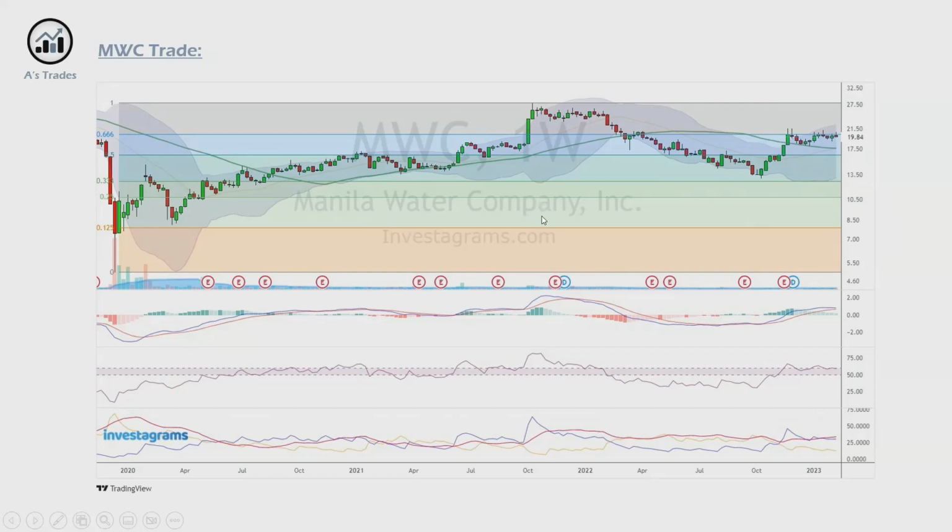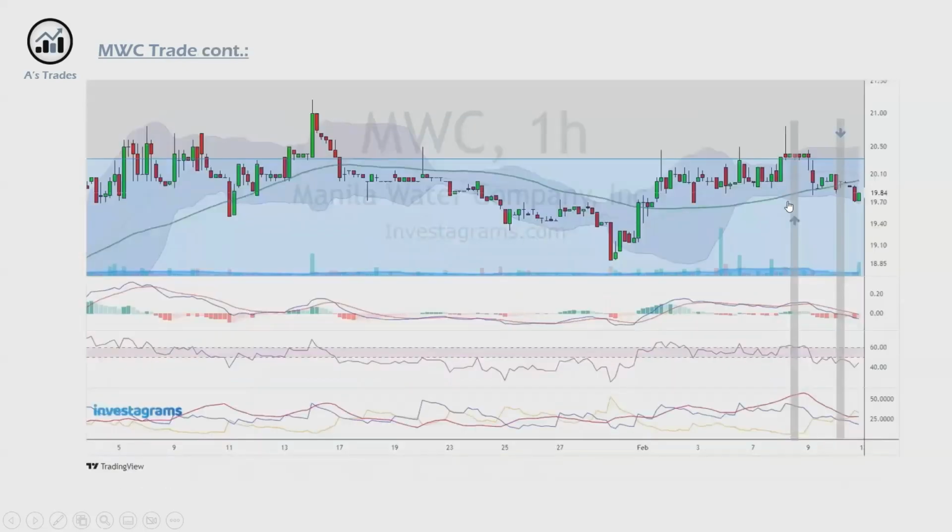Looking at the hourly chart, I bought this stock on this candlestick because it is above the resistance level, the blue area, and all criteria is met with the trend. Price is above MA50, and MA50 is moving upward.